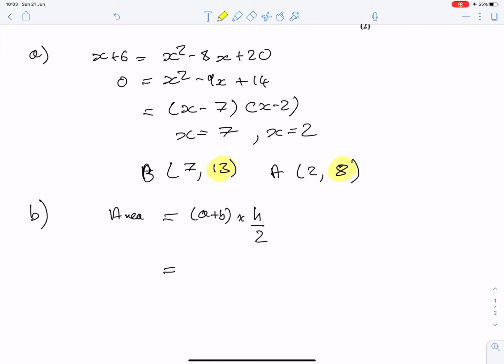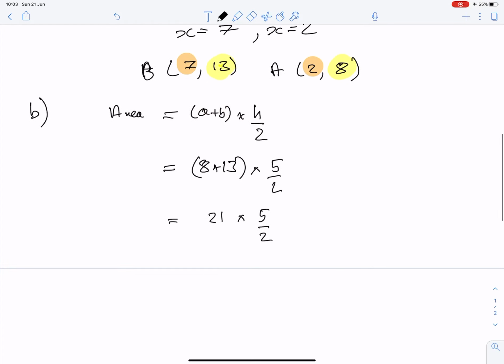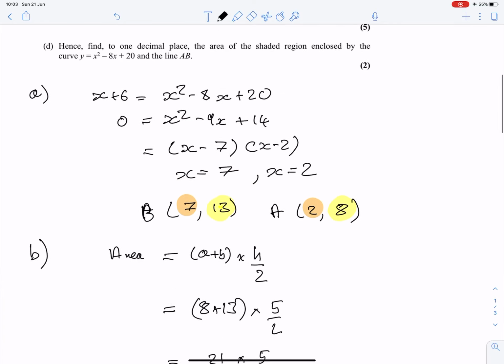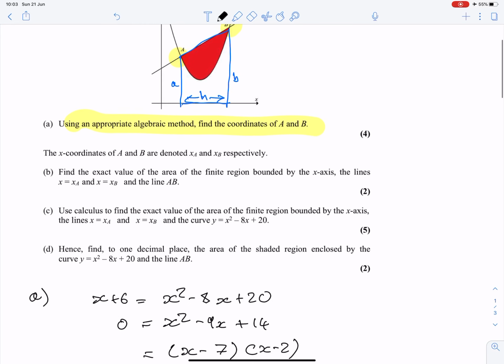So we're going to have 8 plus 13 times the distance between them, which is the difference between the x values. So 7 take away 2 is 5, over 2. So that's 21 times 5 over 2 is 105 over 2, or if you prefer, 52.5, if you've used a calculator.